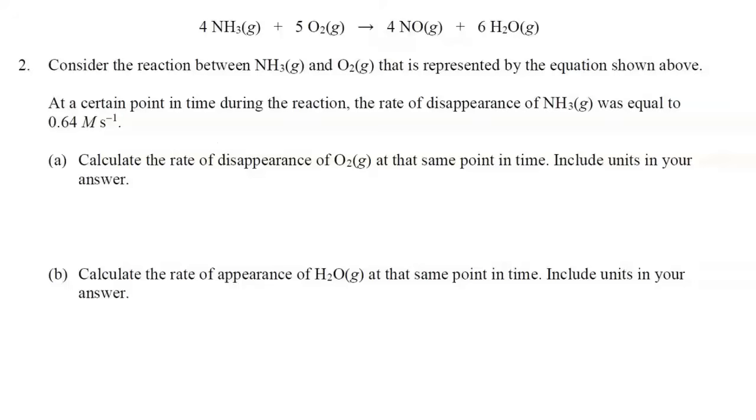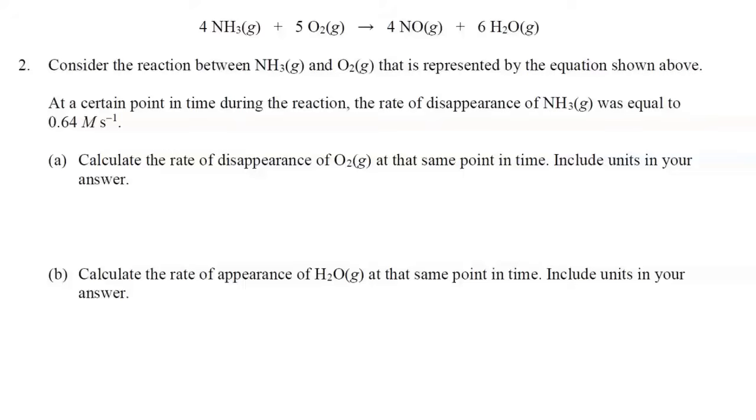Consider the reaction between NH3 and O2 that is represented by the equation shown above. At a certain point in time during the reaction, the rate of disappearance of NH3 was equal to 0.64 molarity per second. Part A, calculate the rate of disappearance of O2 at that same point in time. Include units in your answer.